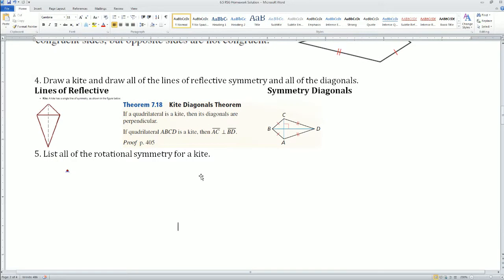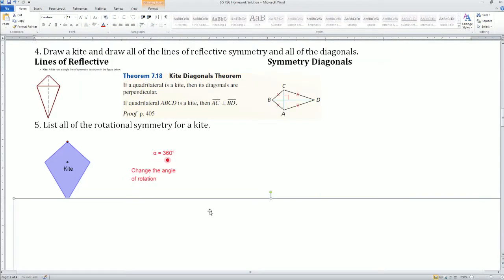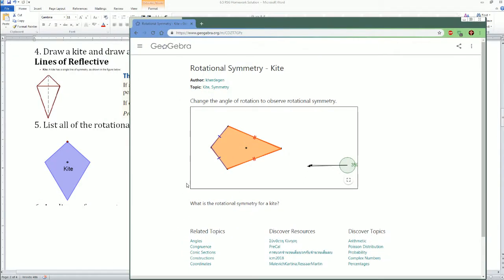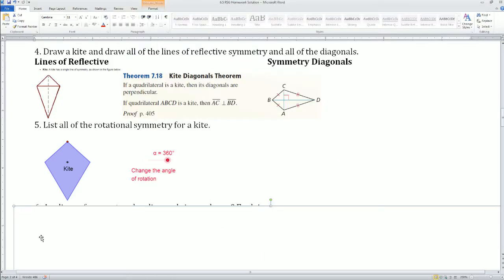List all the rotation and symmetry for a kite. So we know that a kite has one rotational symmetry, which is 360. Let me show it to you. Watch this. Okay, right now it is at 0 degrees. Right, exactly the way it is. Right, this is at 90. Okay, 180. Right, 270 roughly, and it finally goes back to where it is when it is 360. Okay, that's why its rotational symmetry for this one would be 360. There you go.